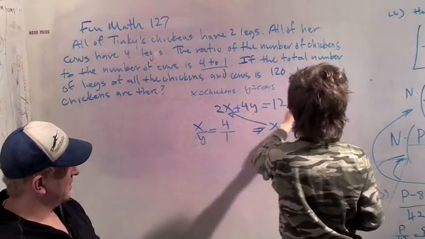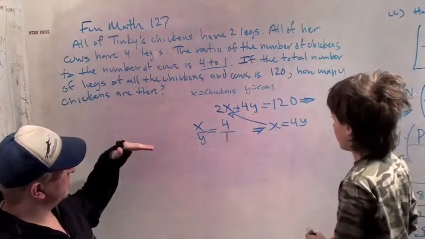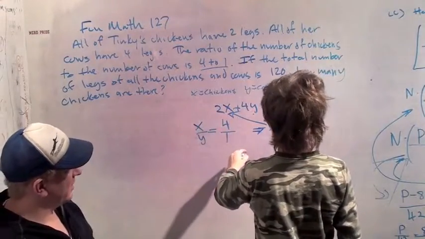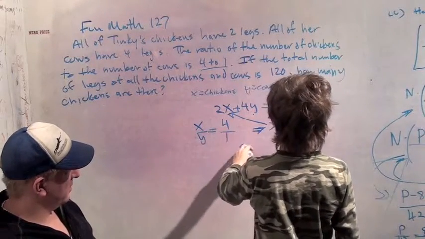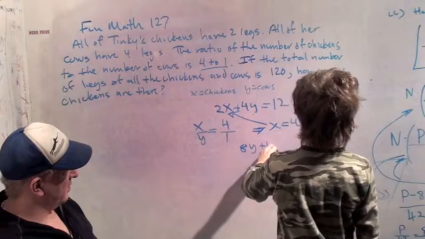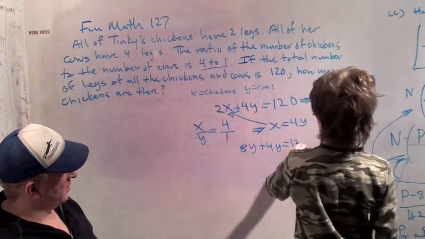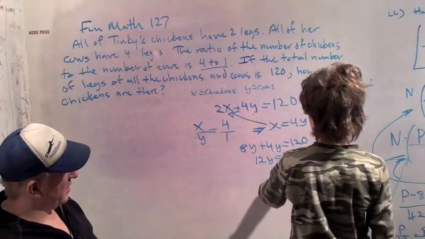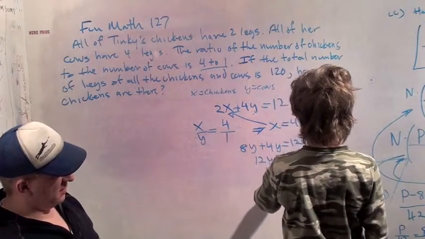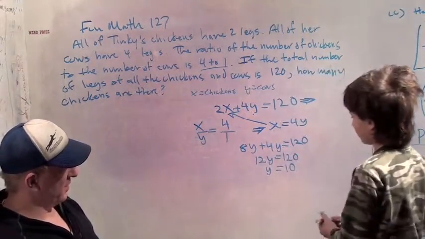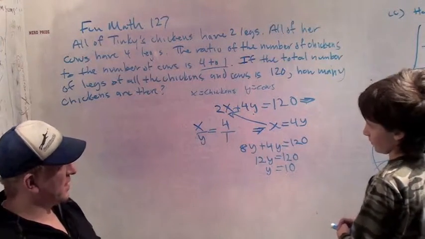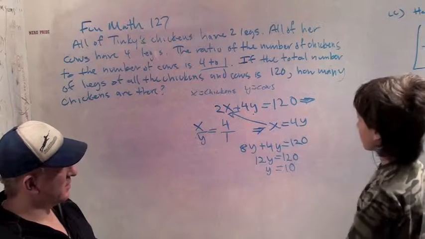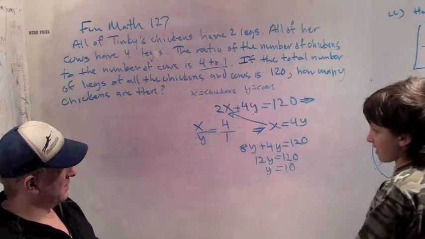We plug that into here. What does it become when you plug x equals 4y into there? 8y plus 4y equals 120. 12y is 120, so y equals 10. Okay, step out of the way so the camera can see. So y equals 10. What does that tell you? Tells us that there's 10 cows.